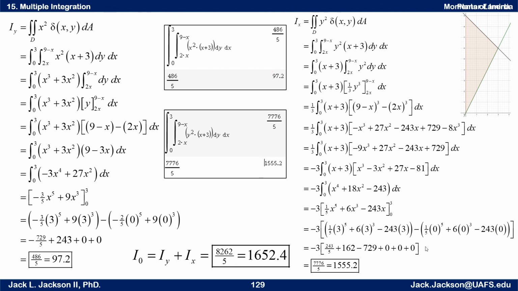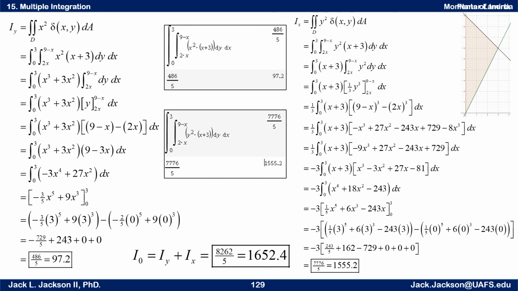These three terms at the end will come out to be 0. 3 to the 5th is 243, and that's over 5. 3 cubed is 27 times 6 is 162. 3 times negative 243 is negative 729. Add those together and then multiply by the negative 3, you get 7,776 over 5, or 1,555.2. That's the exact value.